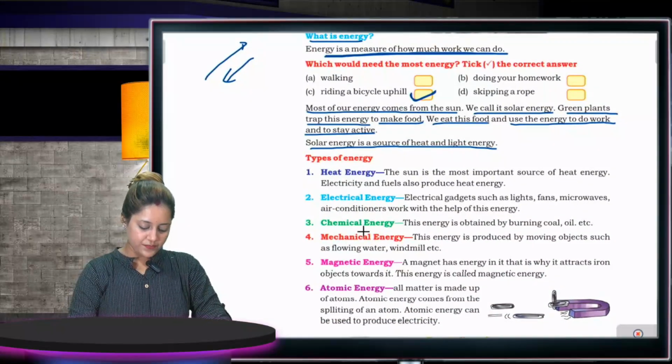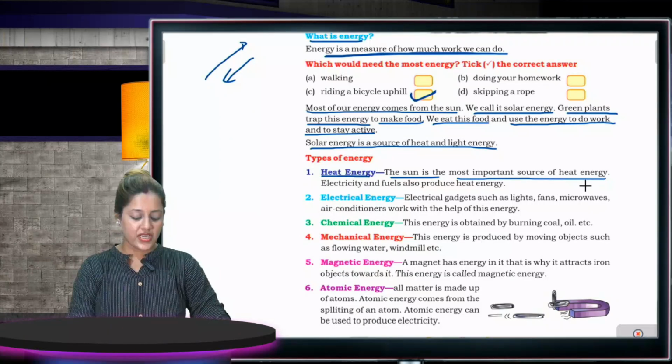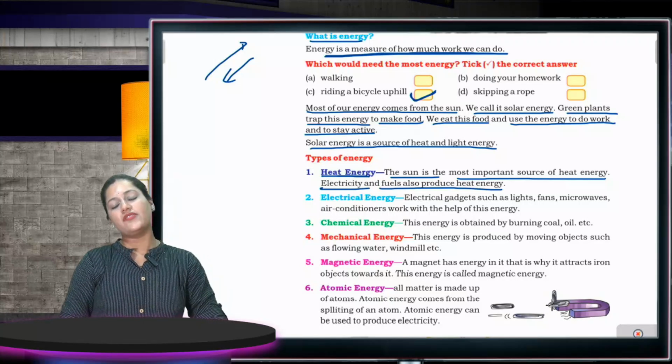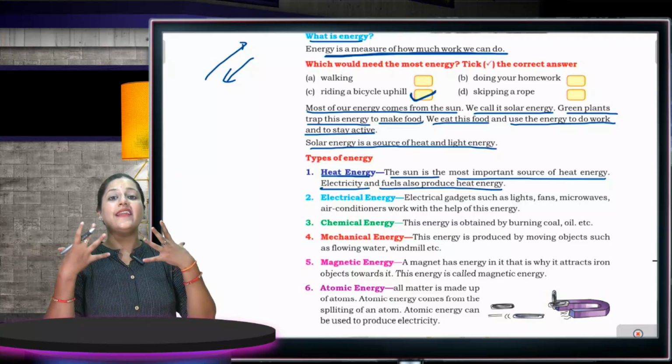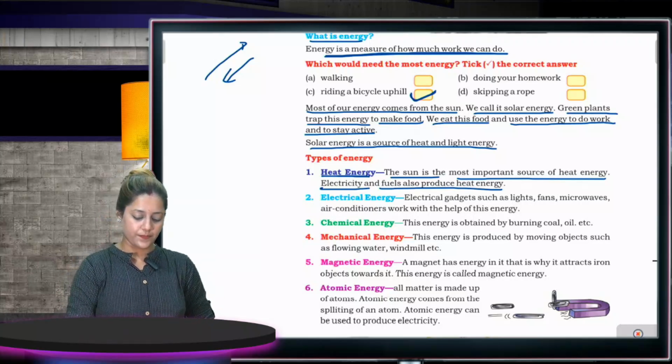Types of energy. Heat energy. The sun is the most important source of heat energy. Electricity and fuels also produce heat energy. What do you mean by heat energy? Energy that provides us heat, means we feel heat, hotness, that is known as heat energy. The sun is a natural source of heat energy.